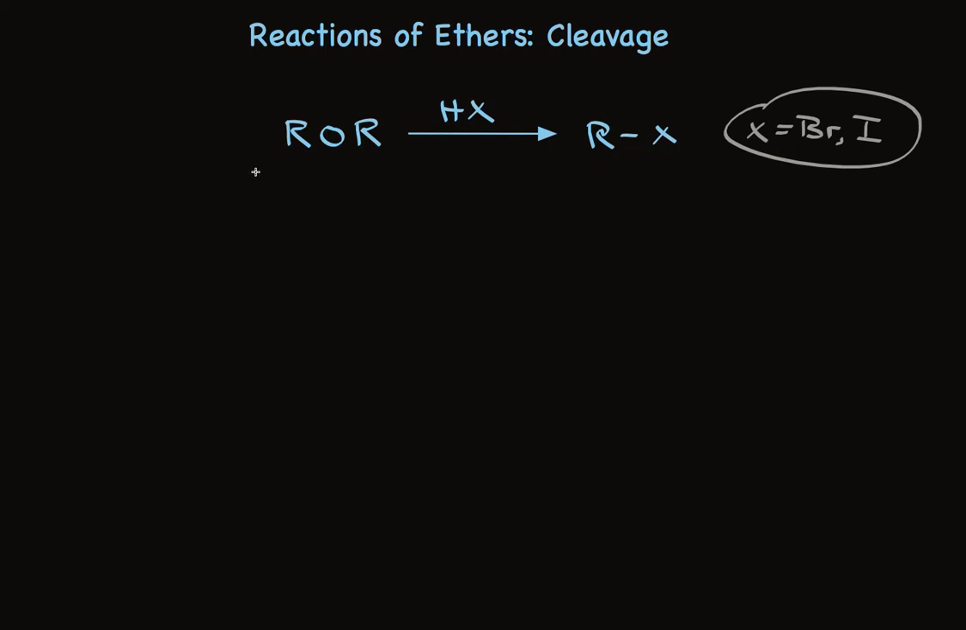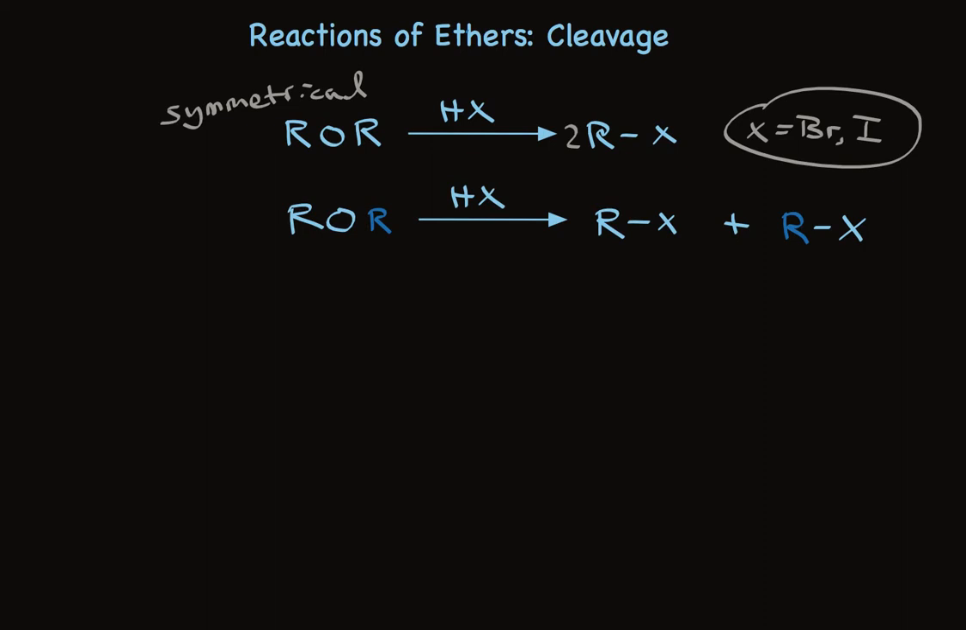And notice I slipped in the word symmetrical here. When these R groups are identical, we actually make 2 moles. This same reaction occurs if the alkyl groups are not identical. The problem is that then we make a mixture of 2 alkyl halides, and for synthetic purposes, this is problematic. So typically, we'll use this for synthesis when we're starting with symmetrical ethers.